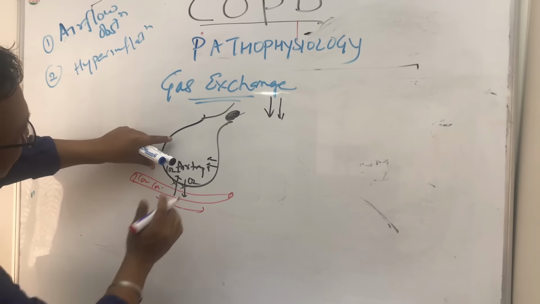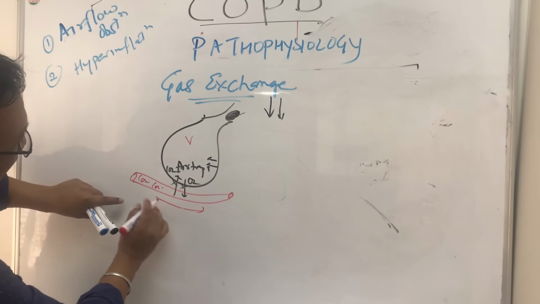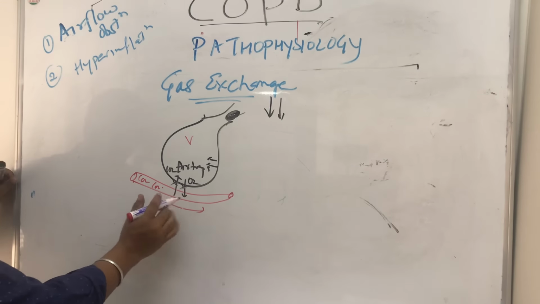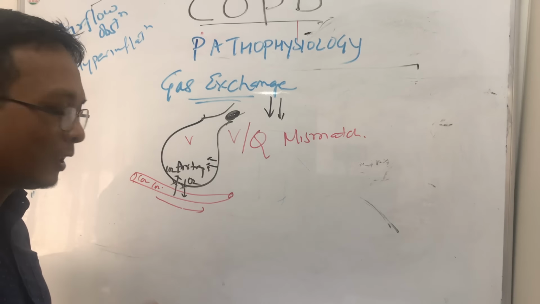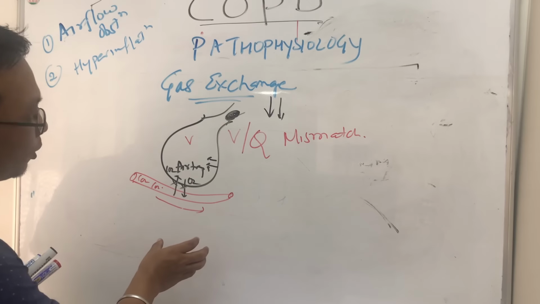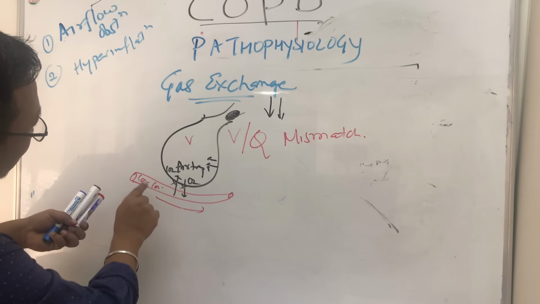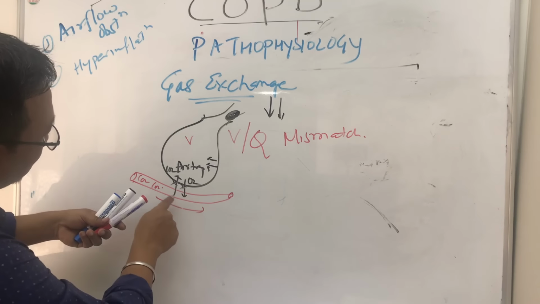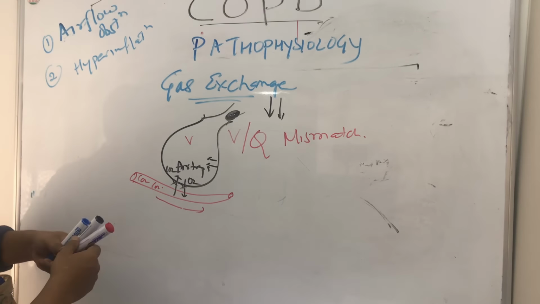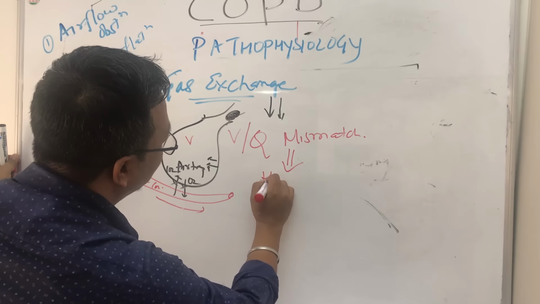Now here, what happens? Perfusion is okay. There is no problem in the perfusion. Blood is going in its usual manner, but ventilation is not taking place. Gas exchange is not taking place. So we call it a VQ mismatch, a ventilation perfusion ratio mismatch. When there is a ventilation perfusion mismatch, our body has a natural tendency, because of that hypoxia situation, to vasoconstrict these blood vessels. As a result, it will lead to hypoxemic vasoconstriction.